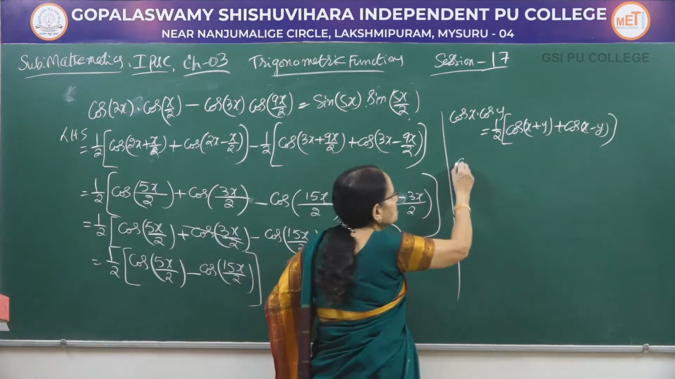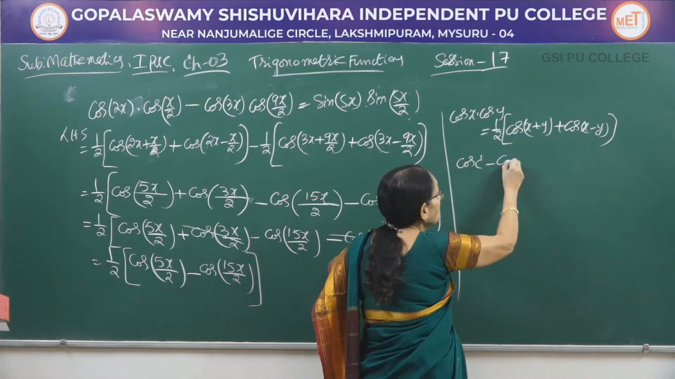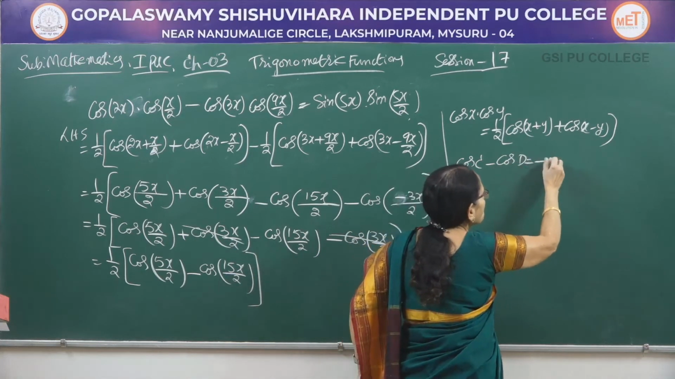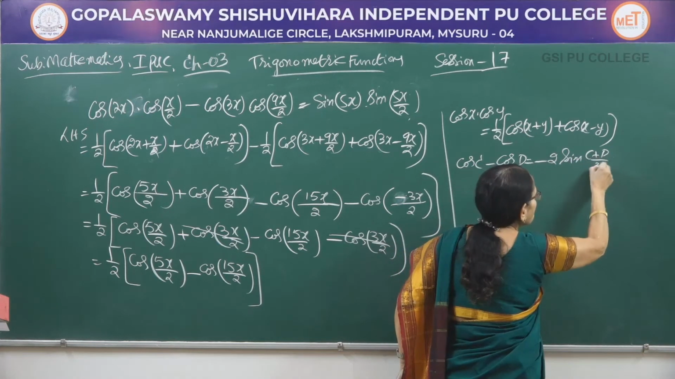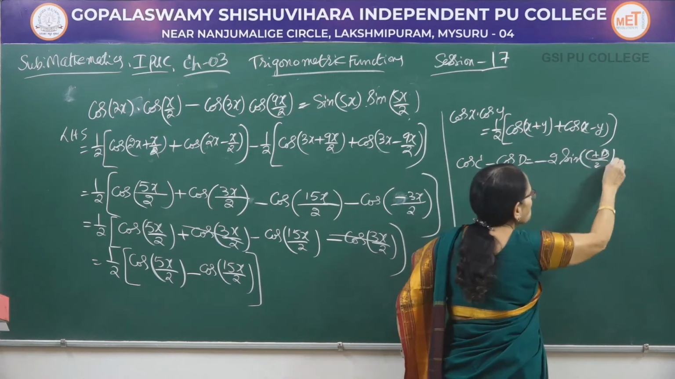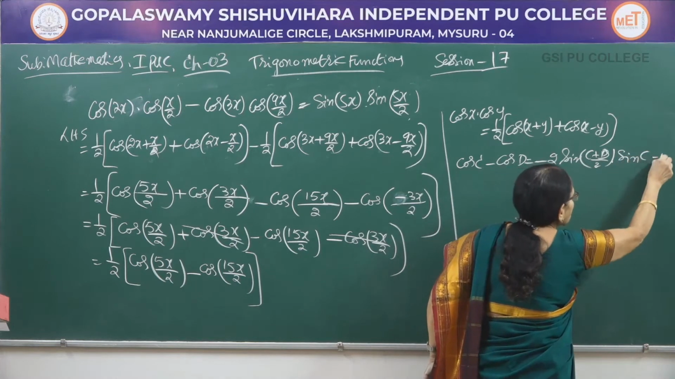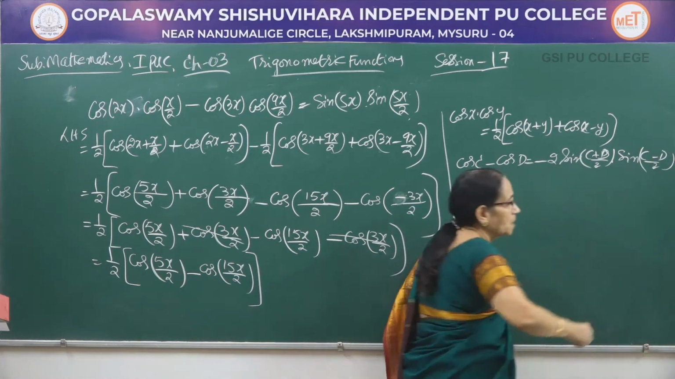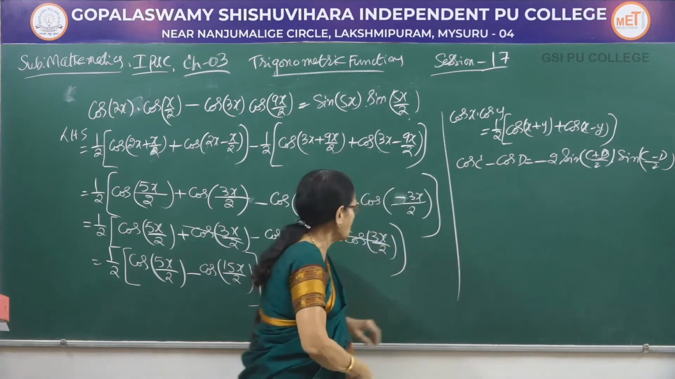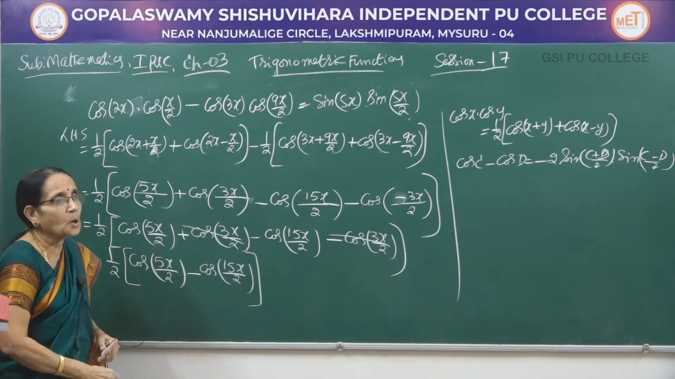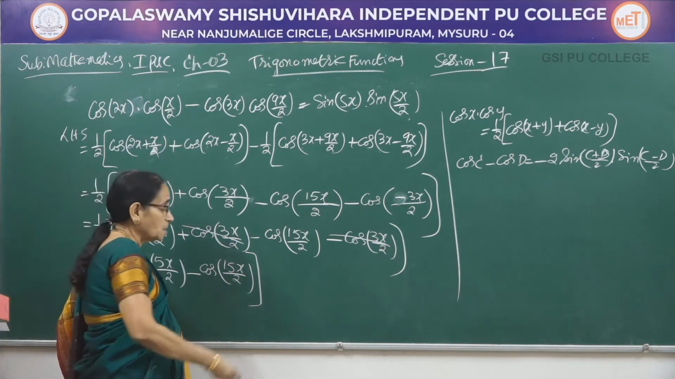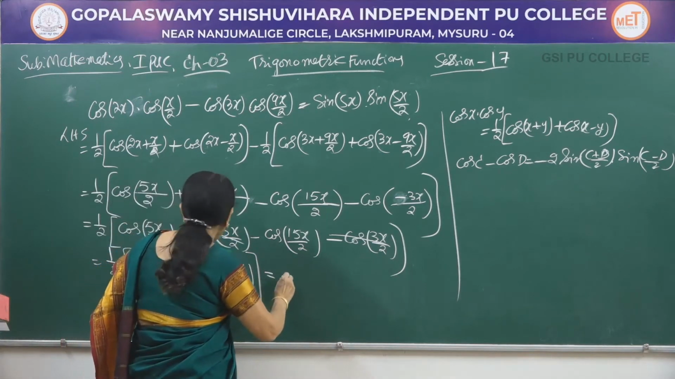What does that formula say? It is cos c minus cos d is minus 2 times sin of (c plus d) by 2 into sin of (c minus d) by 2. So in the place of c and d, what are the angles I am having? 5x by 2 and 15x by 2. Both of them are half angles. So you have to be careful.